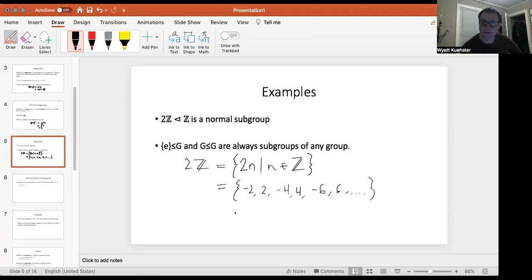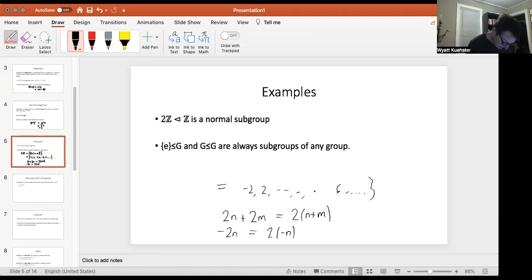And of course, this is a group under addition. If I add two even integers together, 2n plus 2m, I get 2 times n plus m, which is again an even integer. So that shows that 2Z is closed under addition. And if I take minus 2n, then it's 2 times minus n, so it's also an even integer. So 2Z is a subgroup, and because Z is abelian, it's a normal subgroup.